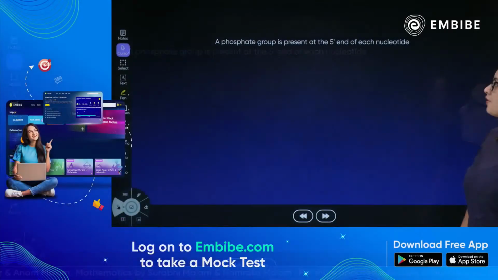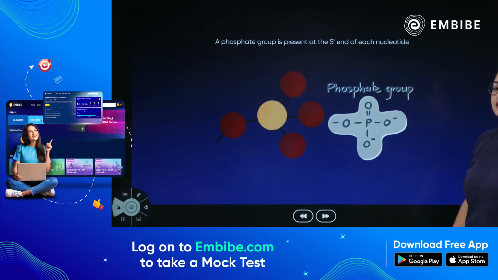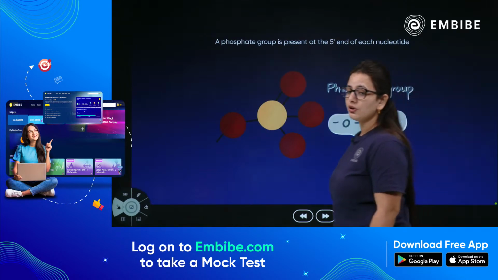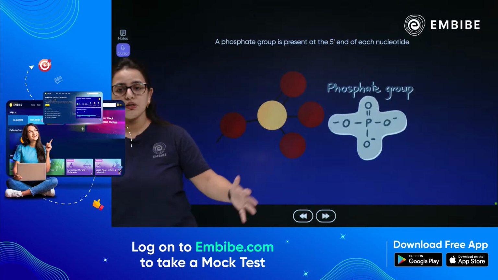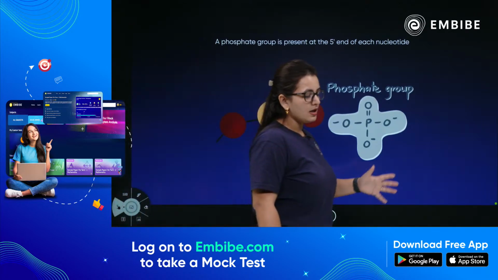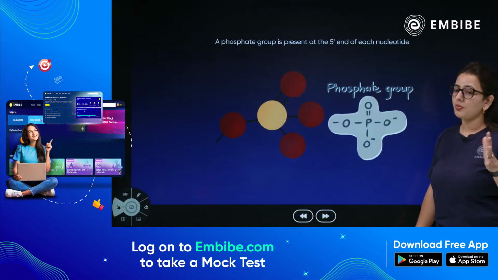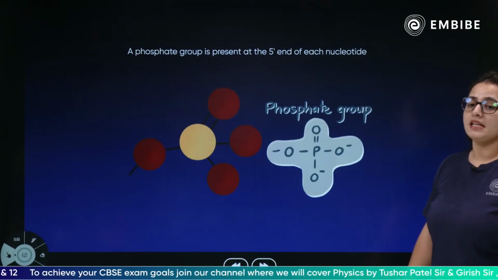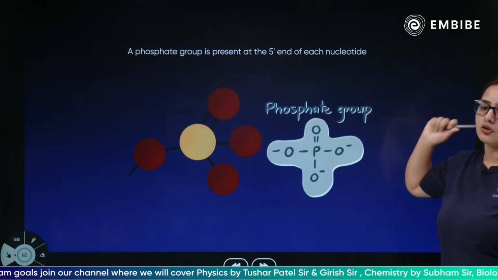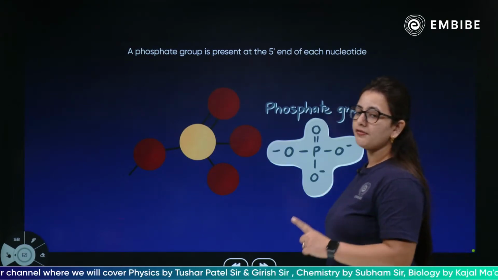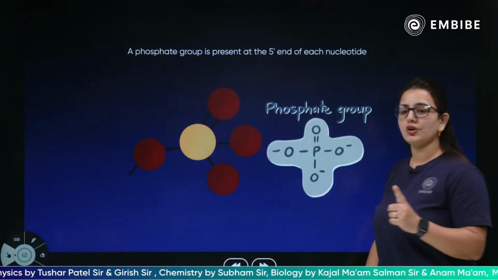Next we have a phosphate group, present at the 5 end of each nucleotide. To form a whole chain of a ribonucleotide, there is going to be a phosphate group, and each nucleotide will be joined through the phosphodiester bond. This is what we have already discussed, but the phosphate group will be present at the 5 end of each nucleotide, always at the 5th carbon.